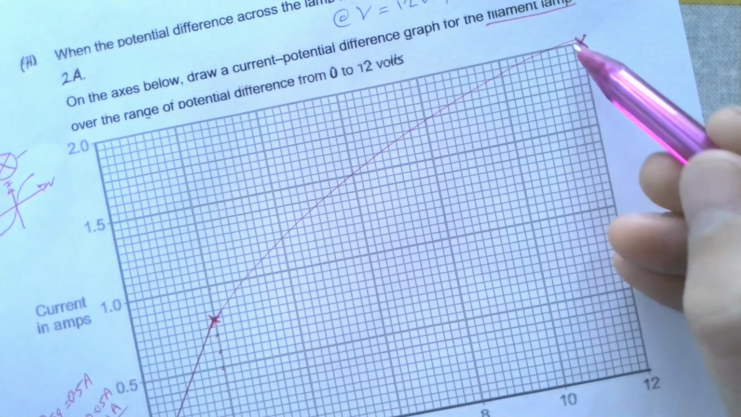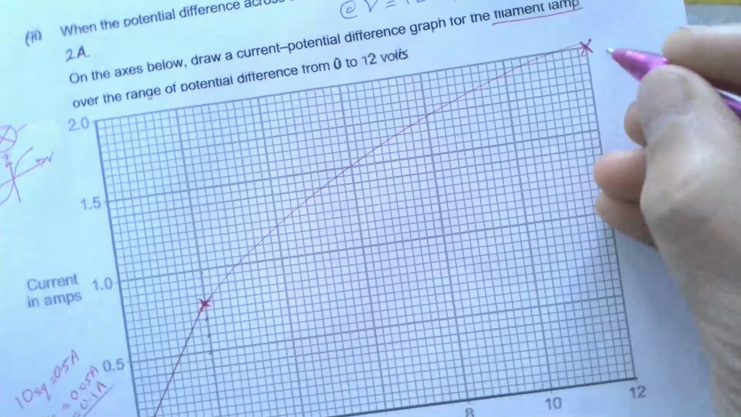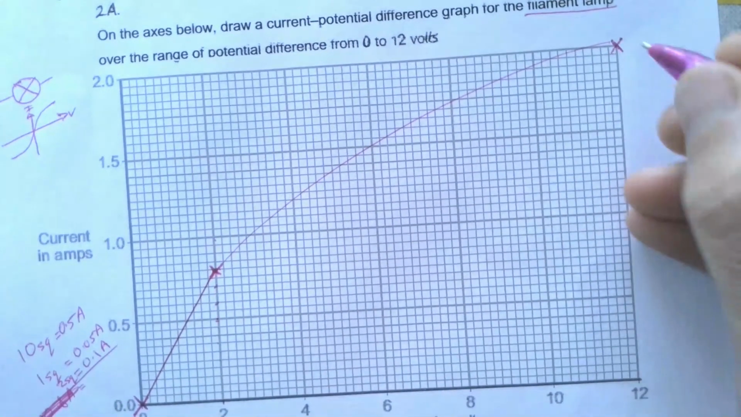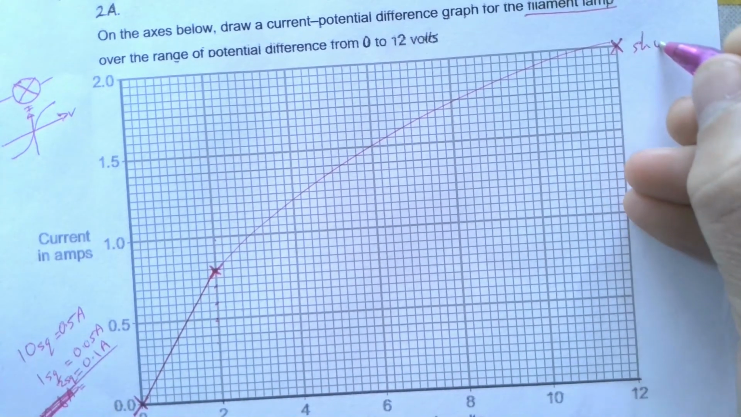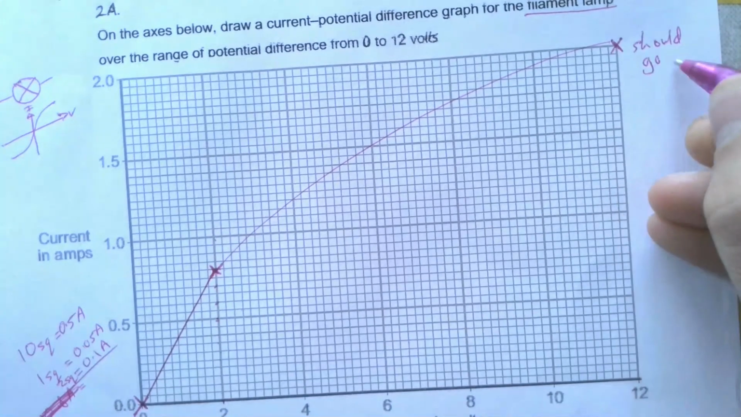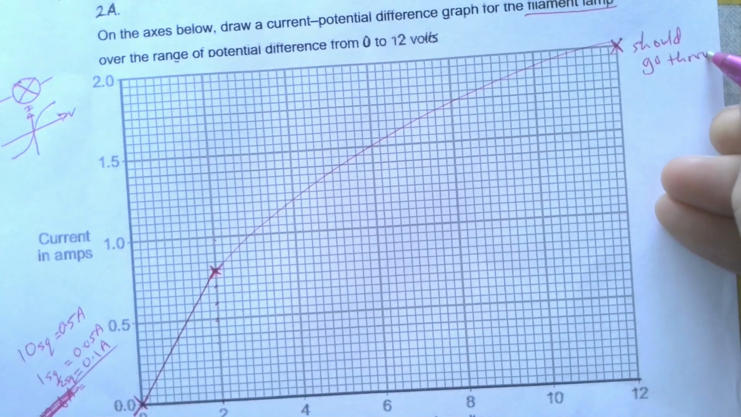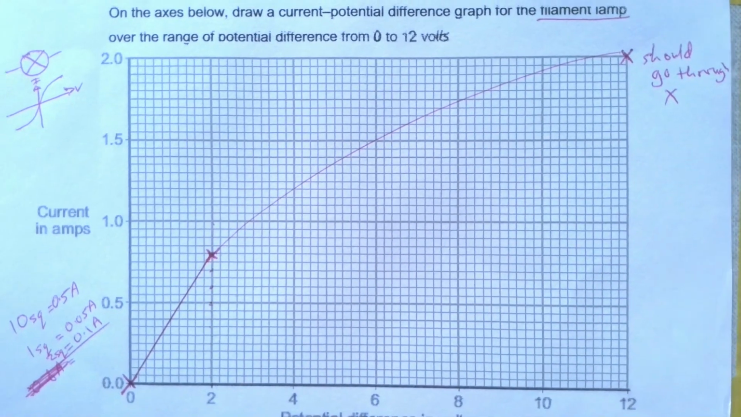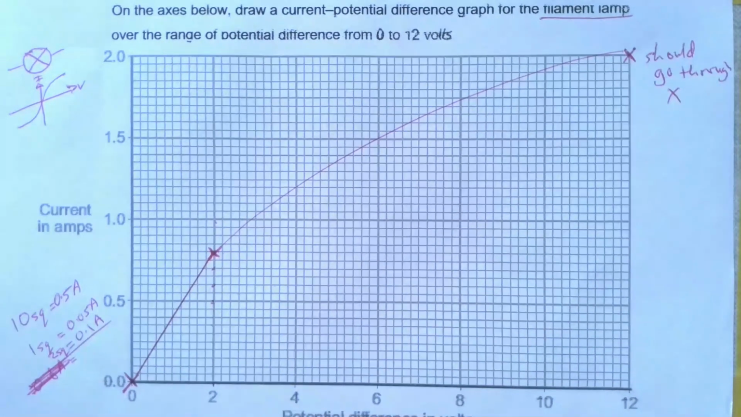Now don't panic in the exam if it's not touching where it should. It's a curve and the examiner knows you tried to draw a curve, so it should go through the X. If you're ever unsure, it should go through the X. You can always write that, that's fine. So that's enough there to get the marks.